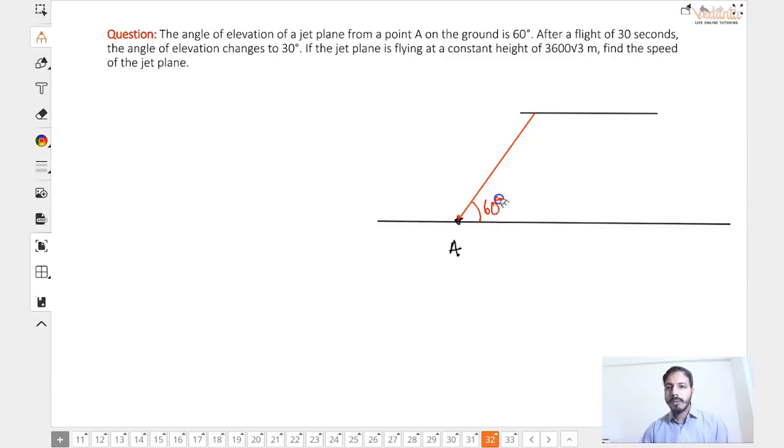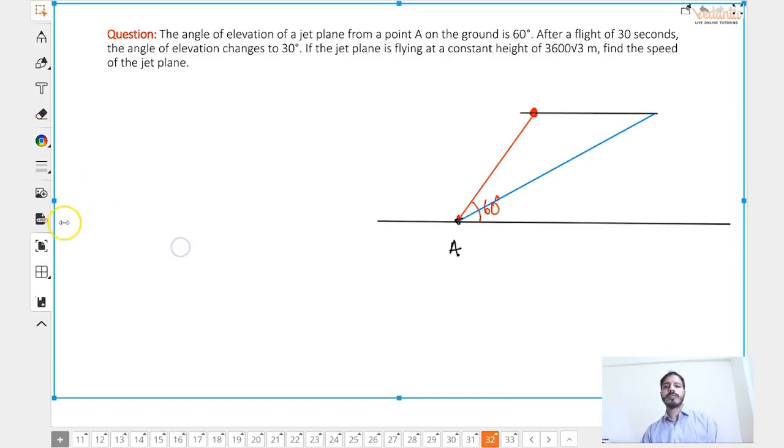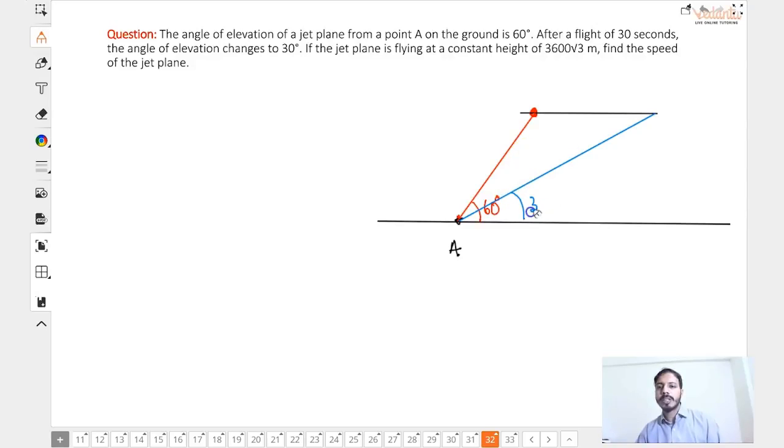Now what is said is that this jet plane is somewhere here and it is flying, right? So when it is flying, after 30 seconds, from the same point, the elevation is now 30 degrees, right? And this height is given. This height is going to be the same, and it is given in the question. That is, this height is 3600 root 3 meters, right?